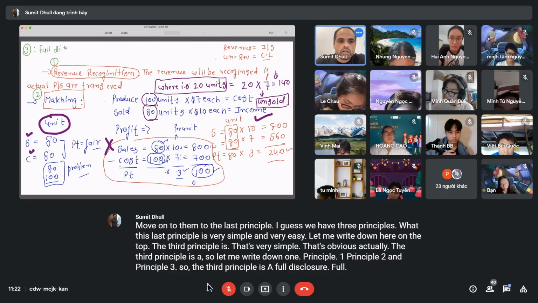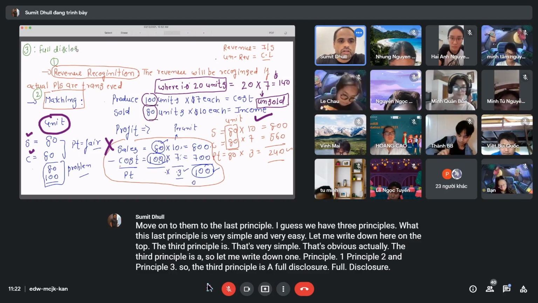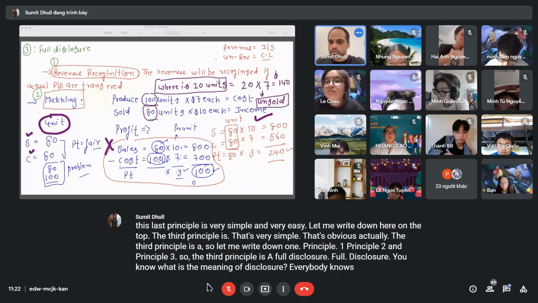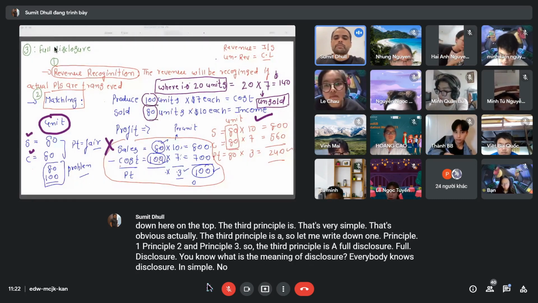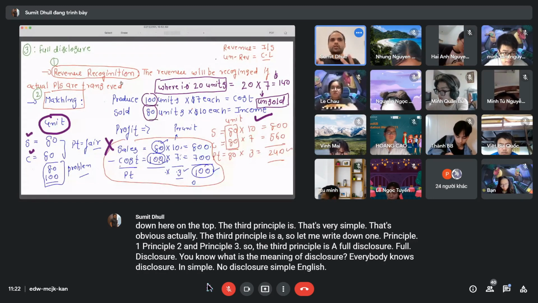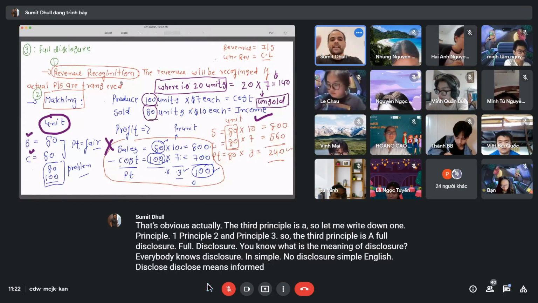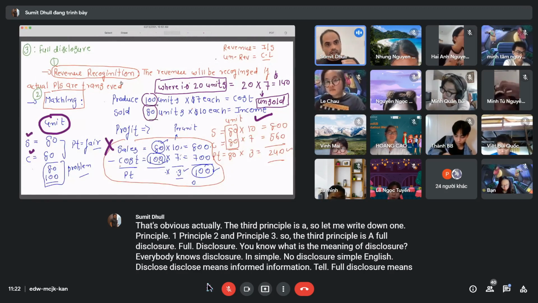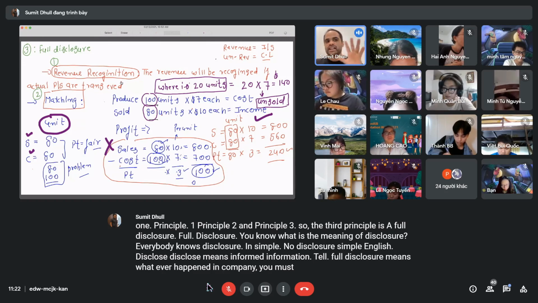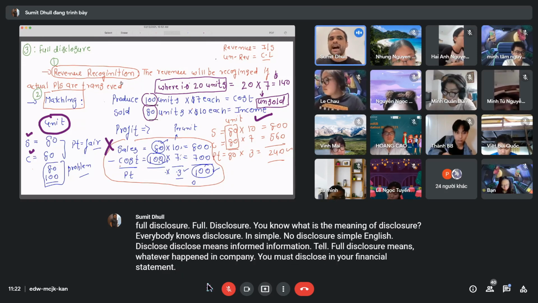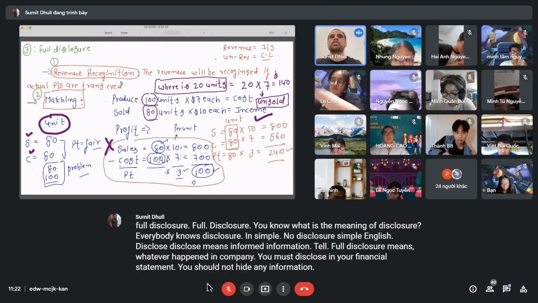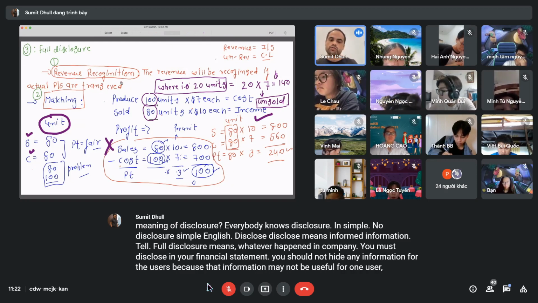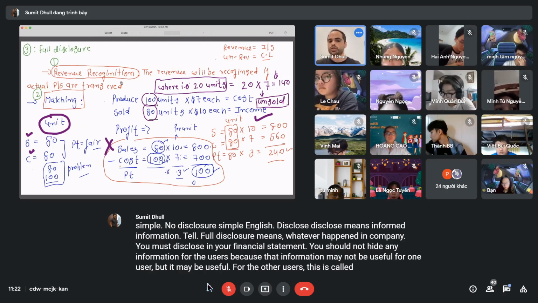Full disclosure. You know what is the meaning of disclosure? Disclose, in simple English, means inform. Inform means tell. Full disclosure means whatever happened in the company, you must disclose in your financial statement. You should not hide any information from the users, because that information may not be useful for one user, but it may be useful for the other users. This is called full disclosure.